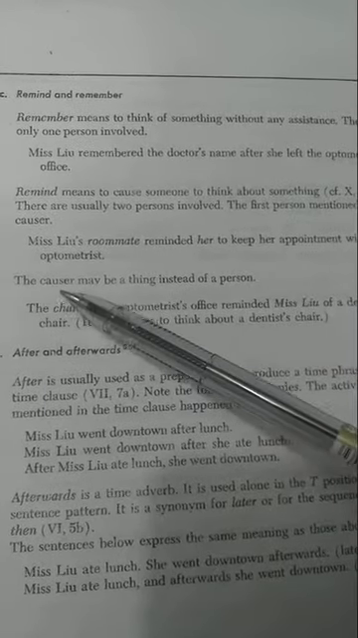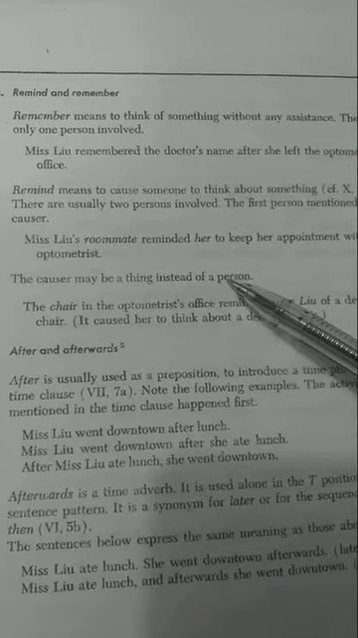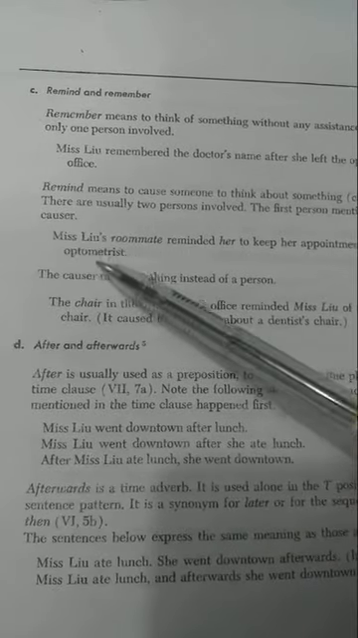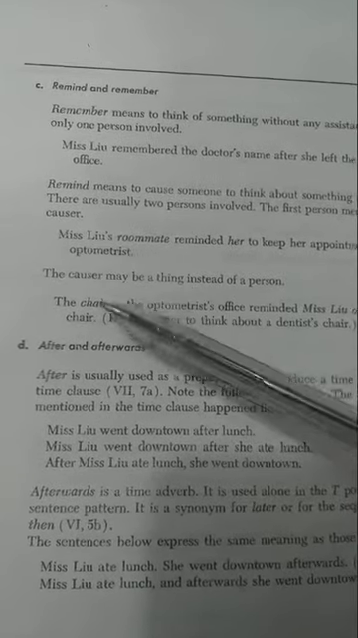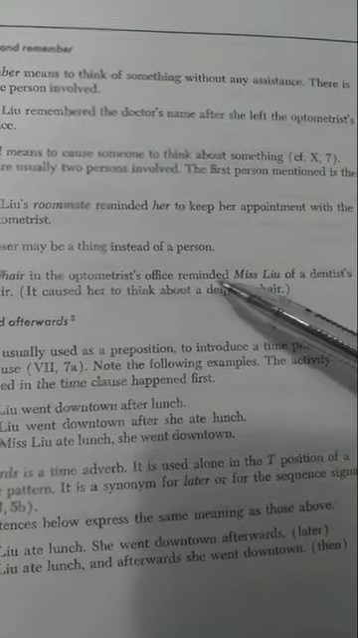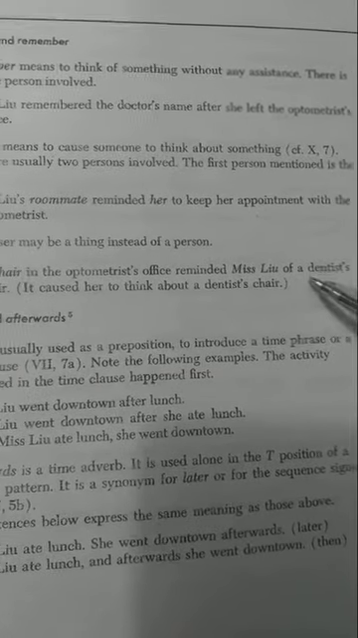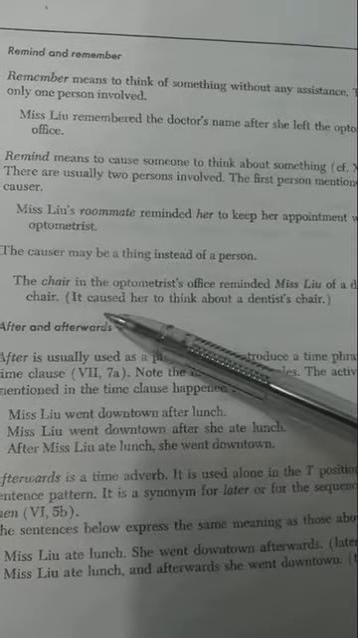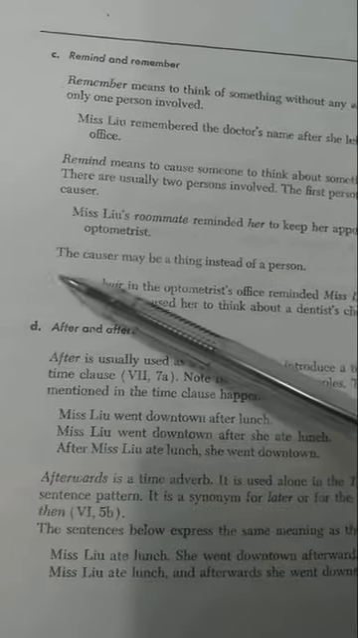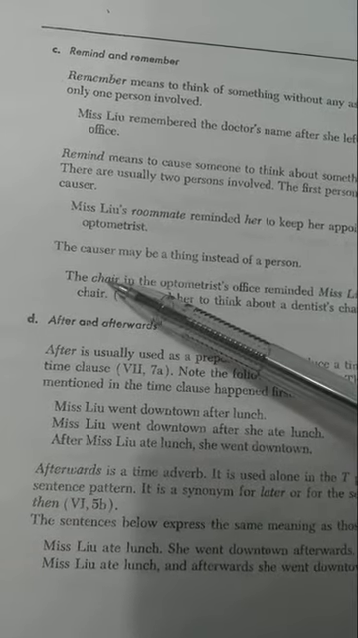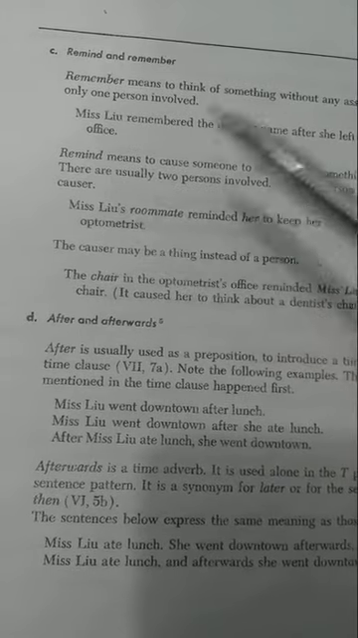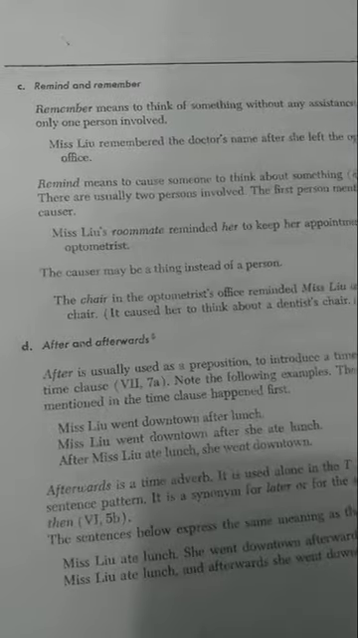Okay, the causer may be a thing instead of a person, so it is not necessarily that the causer is a person. It may be also a thing, as in the following example. The chair in the optometrist office reminded Miss Lou of a dentist chair. So it caused her to think about a dentist chair. Here the causer is the chair instead of being a person, whereas here the causer is a person. Okay, this is as far as remind and remember.